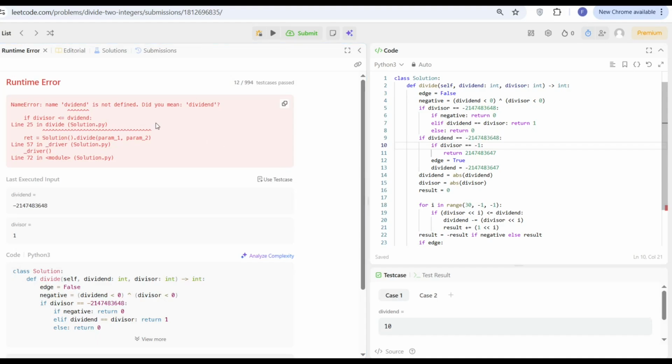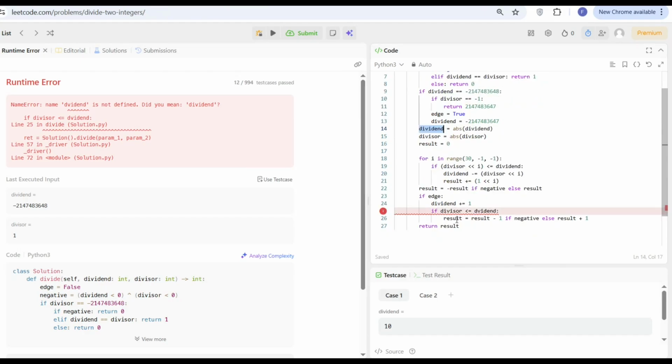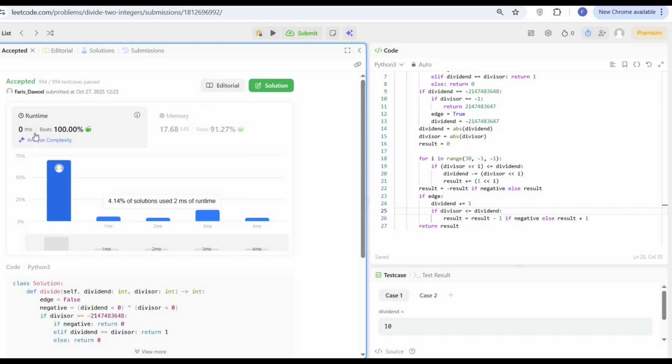Okay, dividend, if divisor, other side, dividend, okay. Divisor, dividend. Again, let me take this. And yeah, another spelling mistake. Yeah, and 100% and 91%.